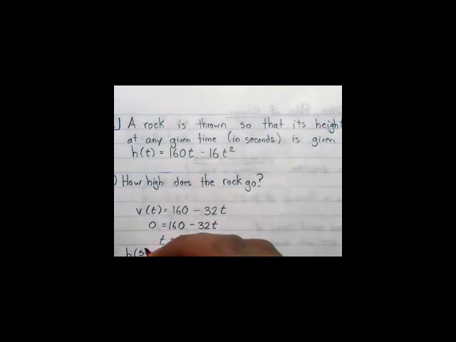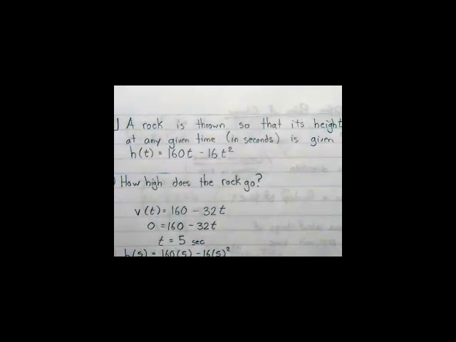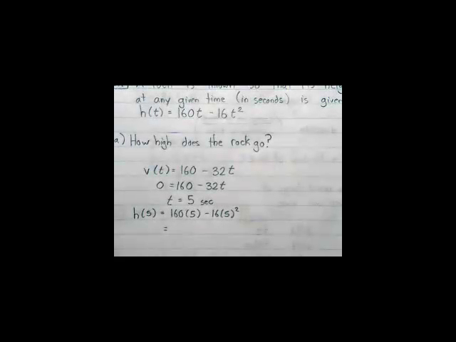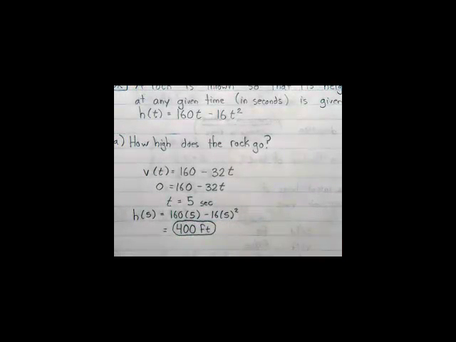So h of 5, 160 times 5, minus 16 times 5 squared. Yeah, please use your calculators on that one. Let's see what we get. So, should be 400 right on the nose. So apparently this rock is going 400 feet in the air. I'm guessing a human being did not throw that rock. All right, good. So that's how we can answer a question like that.